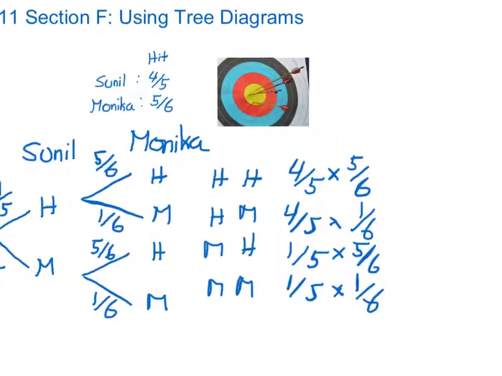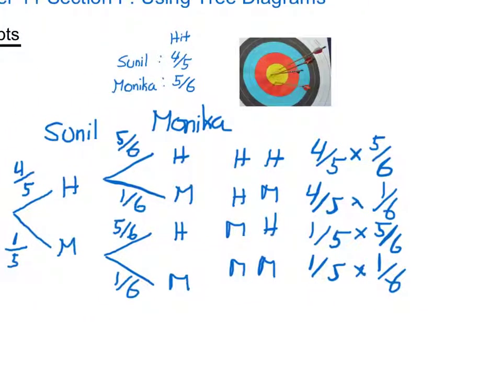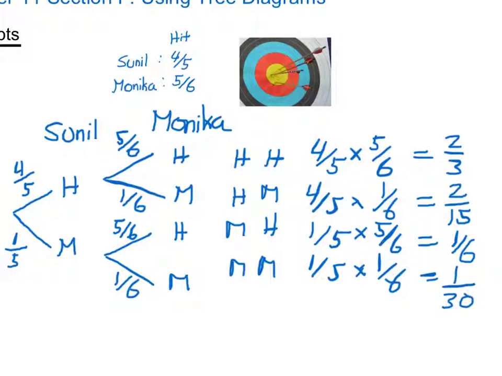And then we can calculate these probabilities. So we'll get 2/3, 2/15, 1/6, and 1/30. So now we've calculated the probabilities of all our possible outcomes for this situation.